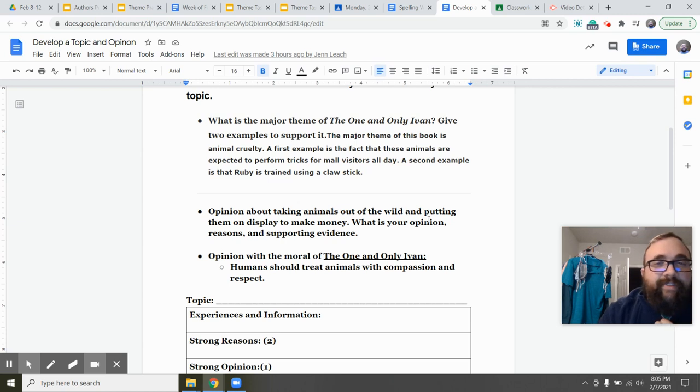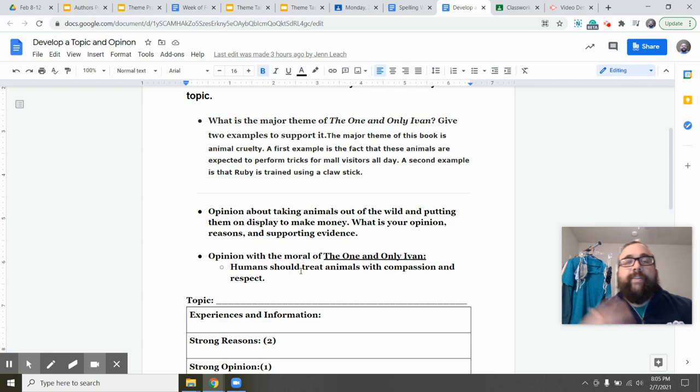Opinion about taking animals out of the wild and putting them on display to make money. So that would be the topic, taking animals out of the wild and putting them on display to make money. What is your opinion on that, right? So you need to have an opinion. What is your opinion? Reasons and supporting evidence. So if you choose this one, right there, tells you exactly what you need, right? So opinion with the moral of The One and Only Ivan. Humans should treat animals with compassion and respect. So that's the opinion right there. And the topic would be how to treat animals.